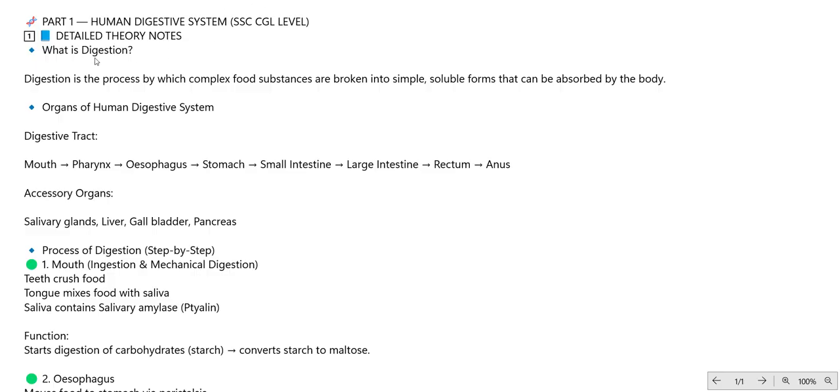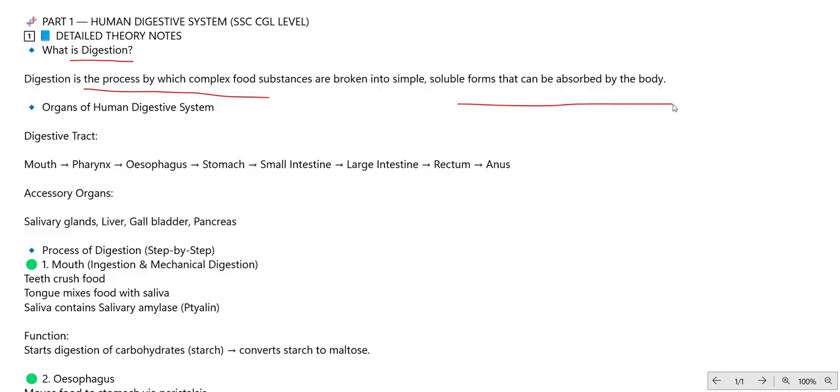So the first topic that I am covering is the human digestive system. Basically, what is digestion? It is the process by which complex food substances are broken down into simpler, soluble forms that can be easily absorbed by the body.